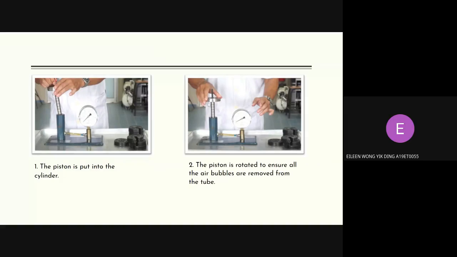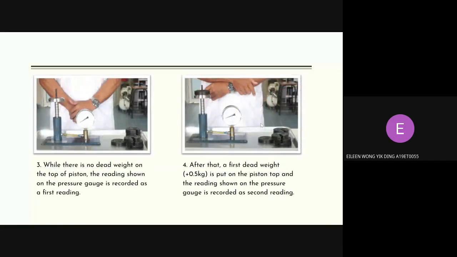The next one is the procedure. First, the piston is put into the cylinder. Then the piston is rotated to ensure all the air bubbles are removed from the tube. While there is no dead weight on the top of the piston, the reading shown on the pressure gauge is recorded as first reading.